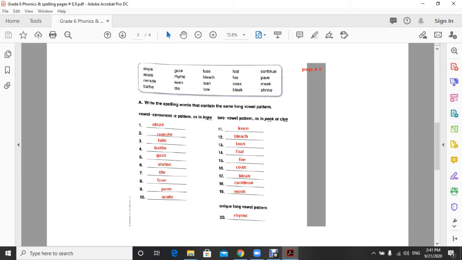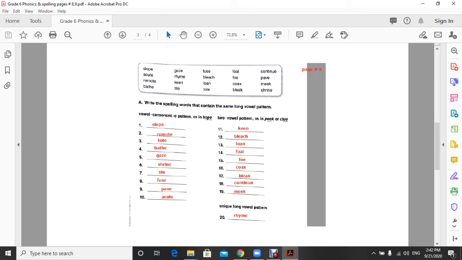And remote, toad, bath, gas, shrine, tile, fuse, pave, acute. From 11 to 19, it is the two vowels pattern, where the vowels are together inside the word, like double E, E A, O A, like these words: keen, bleach, loan, foul, folk, coax, bleak, continue, meek.